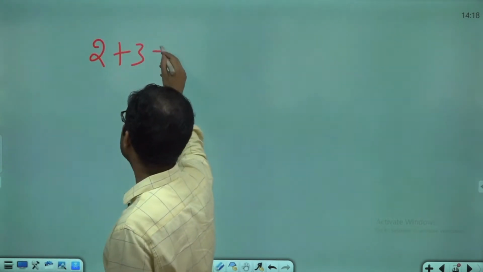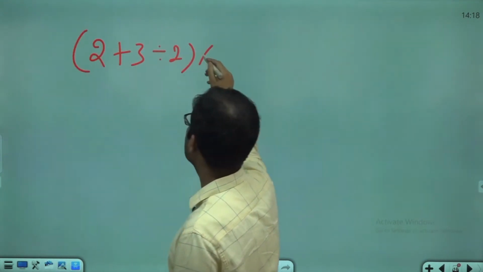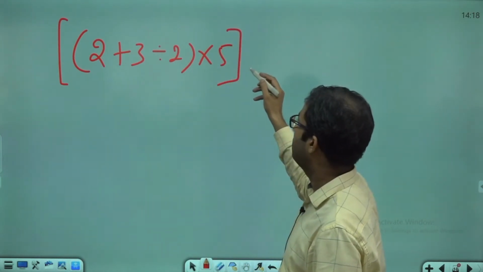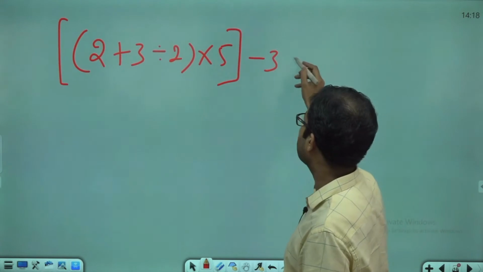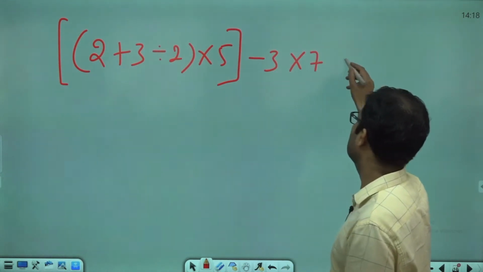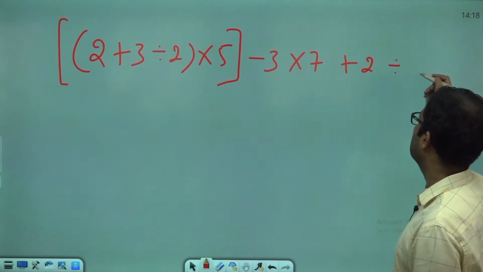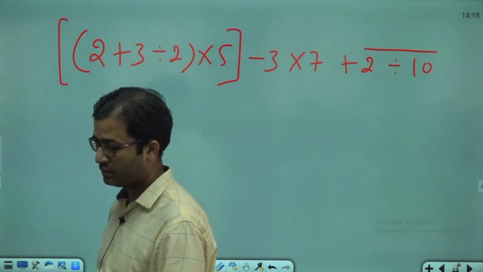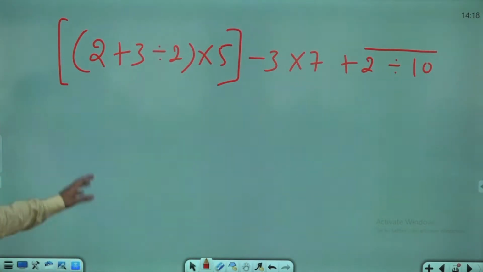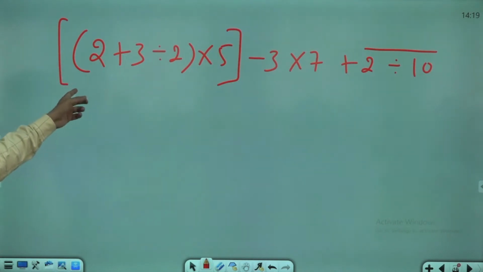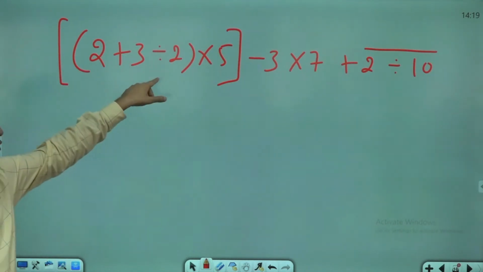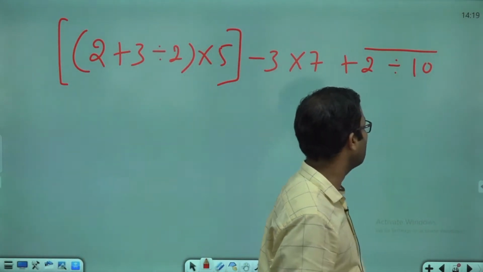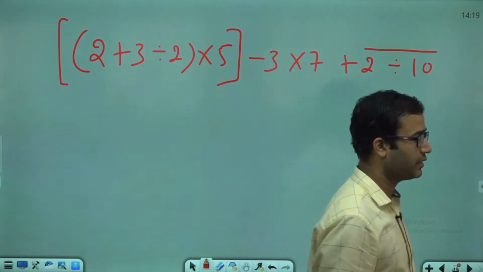2 plus 3 divided by 2 multiply with 5, minus 3 into 7 plus 2 divided by 10 vinculum. First there is a square bracket, inside that there is a small bracket also. 2 plus 3 divided by 2, small bracket close, multiply with 5, outside this bracket minus 3 multiply with 7 plus 2 divided by 10. 2 divided by 10 is under the vinculum.